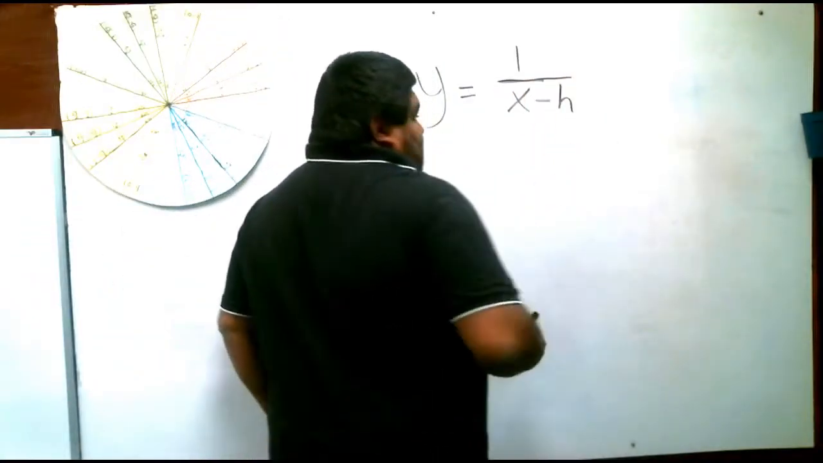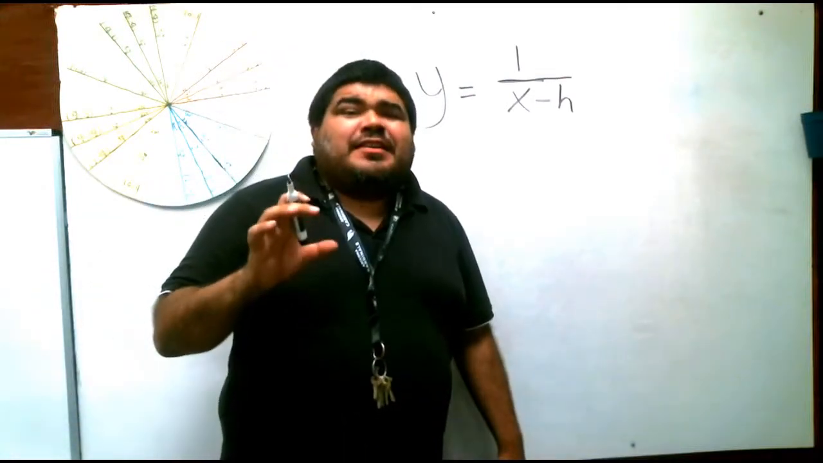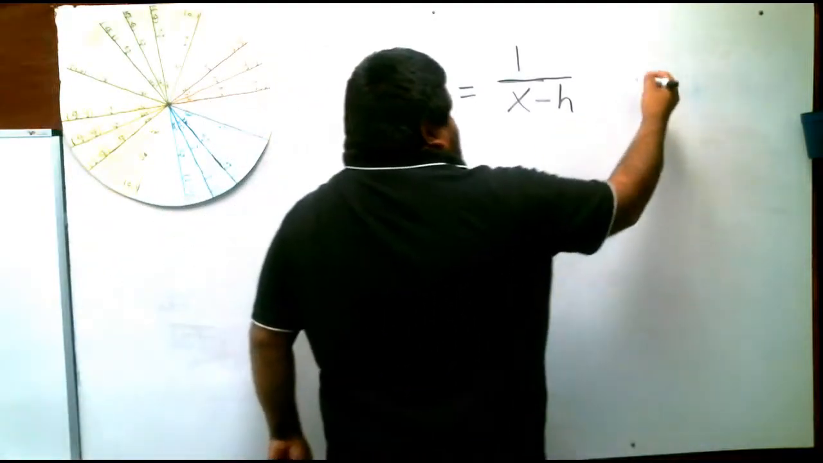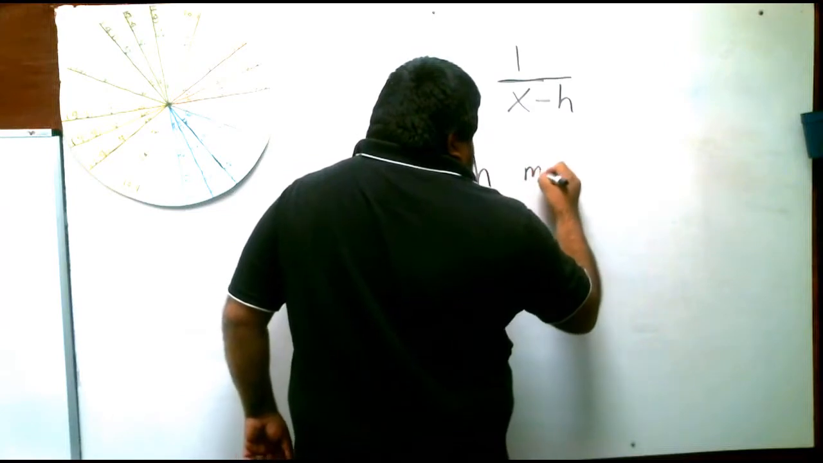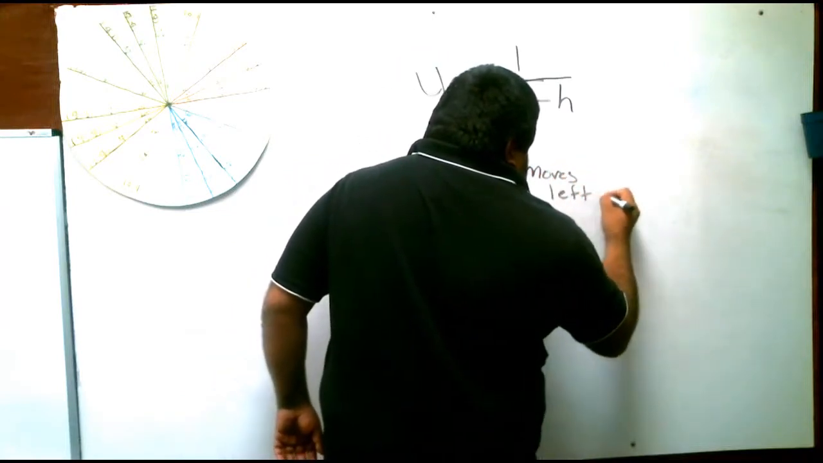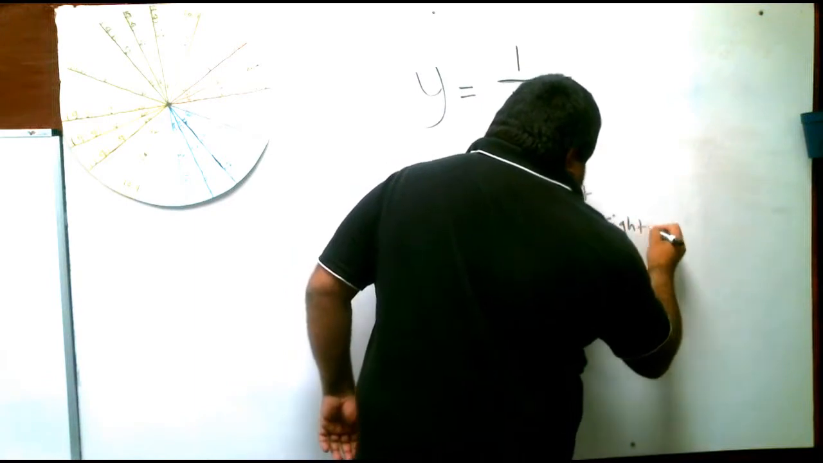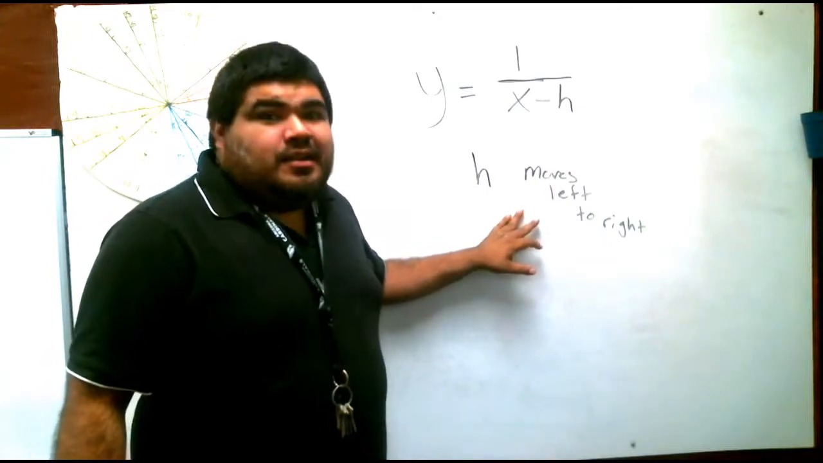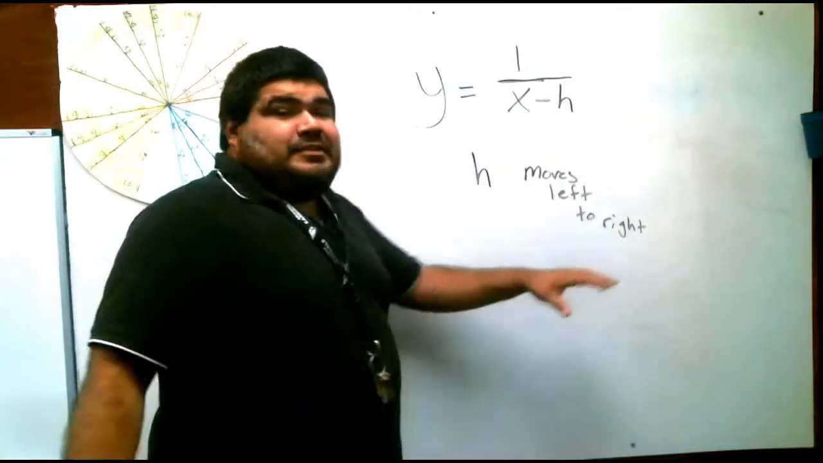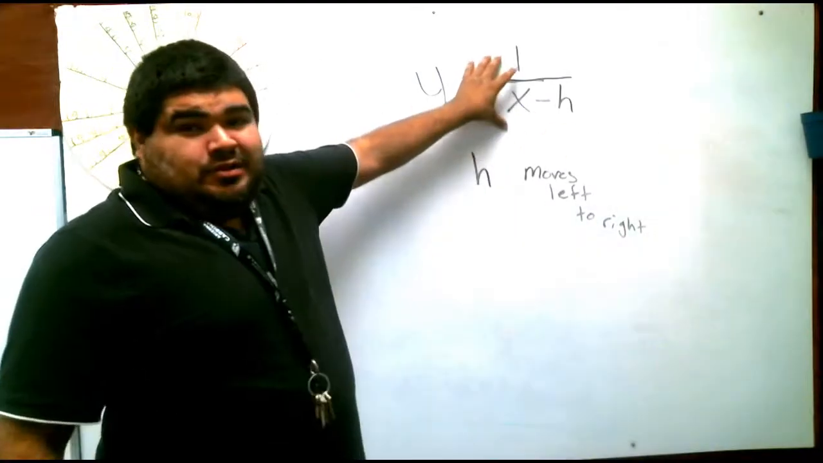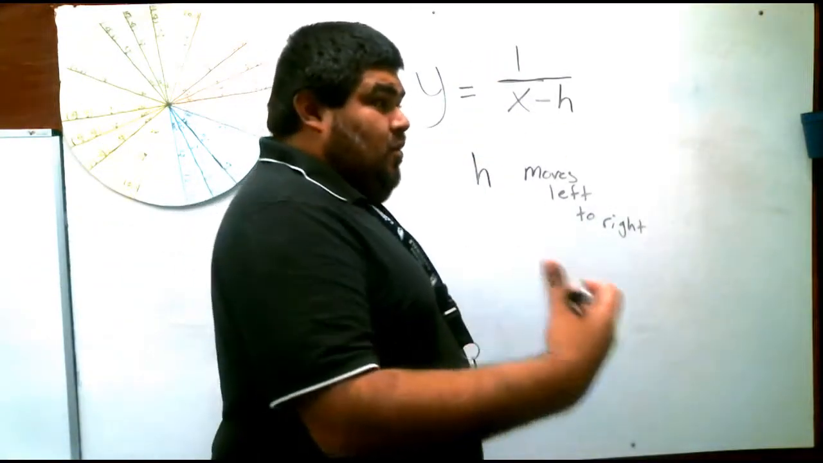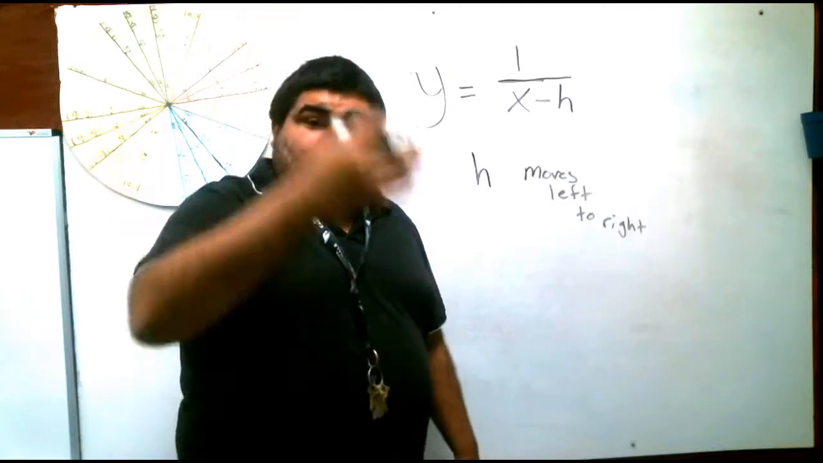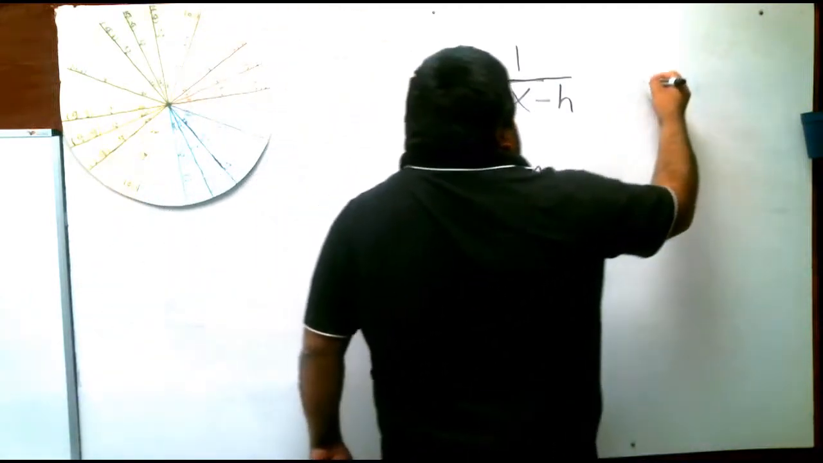This means that the shift of the asymptote is going to move left to right, okay? So h moves left to right, depending on whether it's positive or negative. If it's positive, it moves to the right. If it's negative, it moves to the left from the origin. The origin of the parent, 1 over x, your vertical asymptote, up and down, is always at 0.